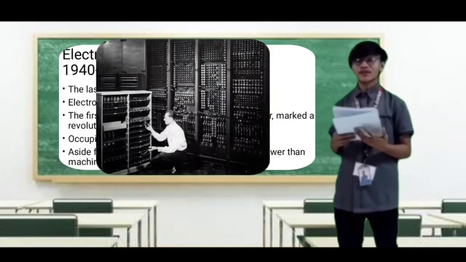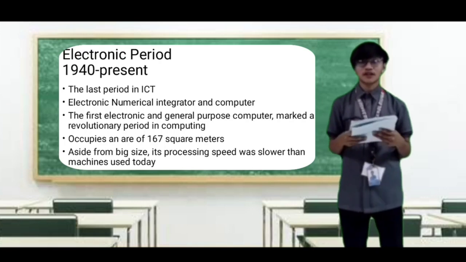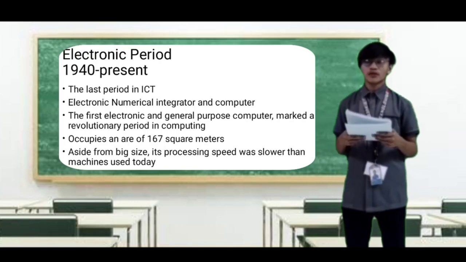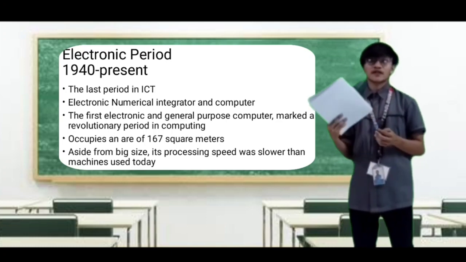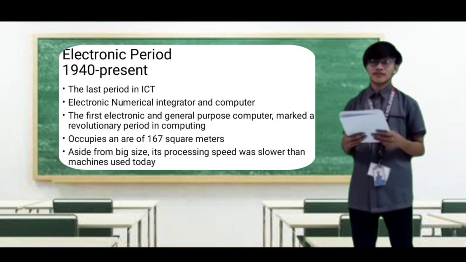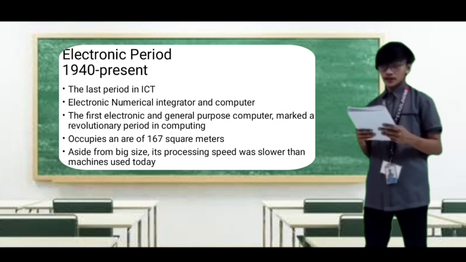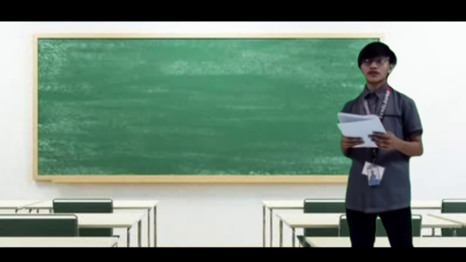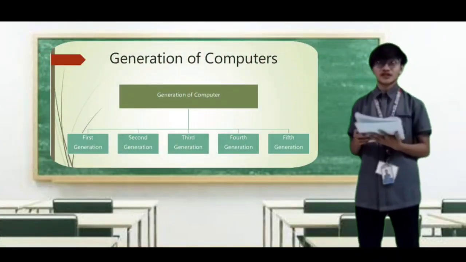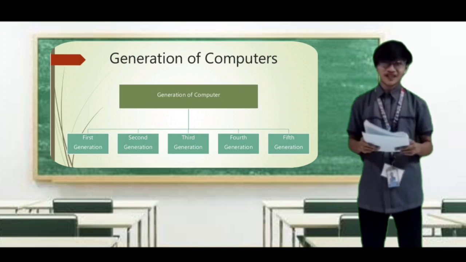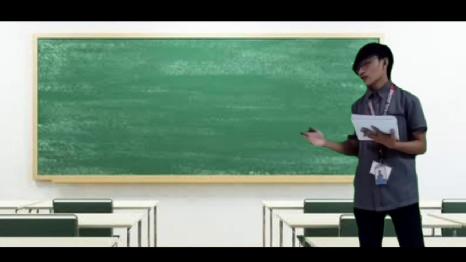Aside from its big size, its processing speed was slower than the machines used today. Even though the Electronic Numerical Integrator and Computer is so big, the processor of that device is slower than the machines that we are using today. Okay, so let us proceed to the generations of computers. We have the first generation, second generation, third generation, fourth generation, and the last one, the fifth generation.